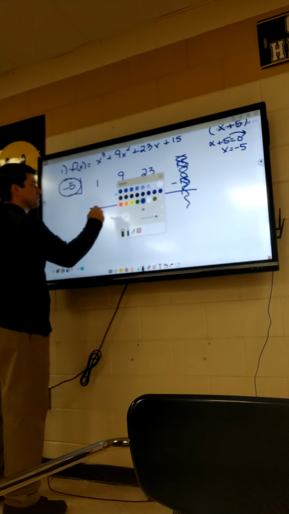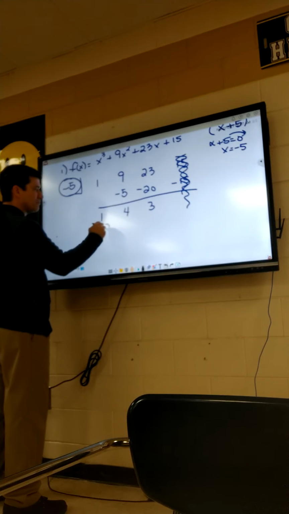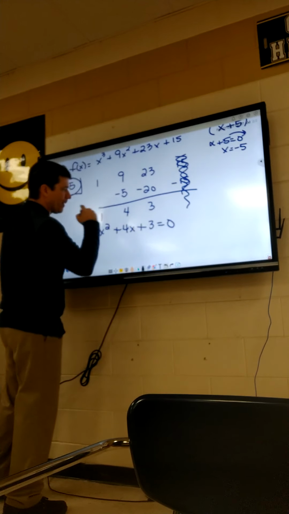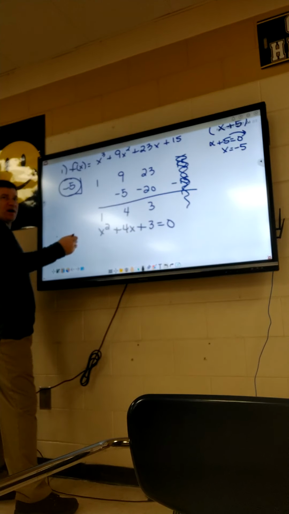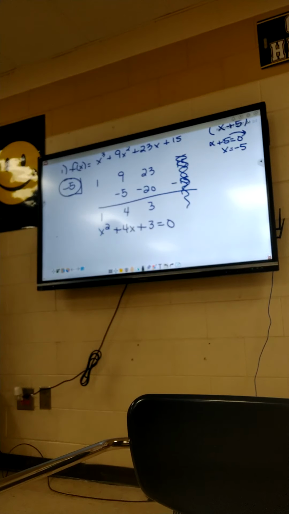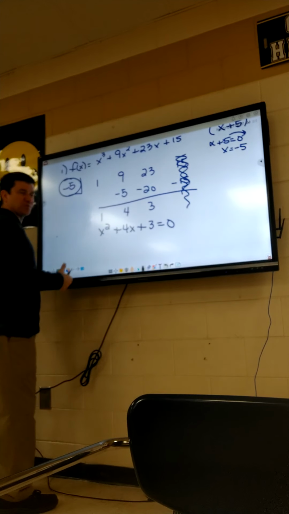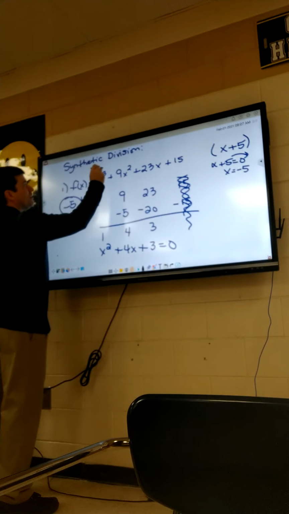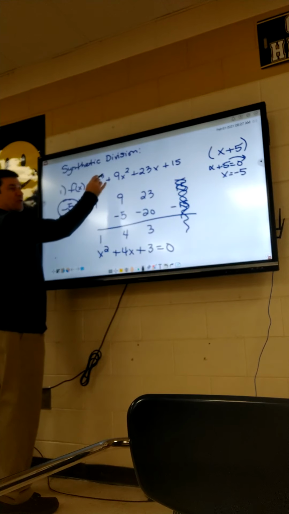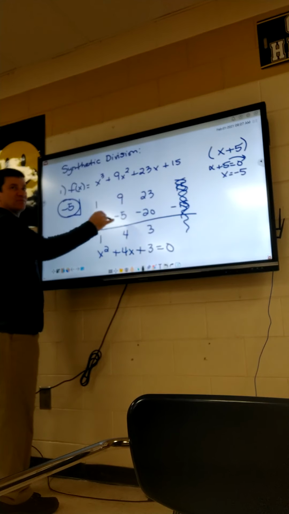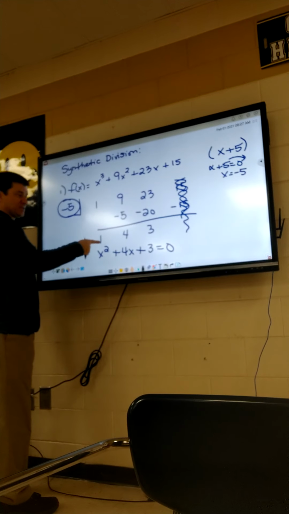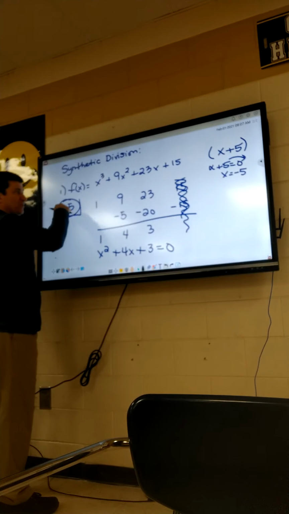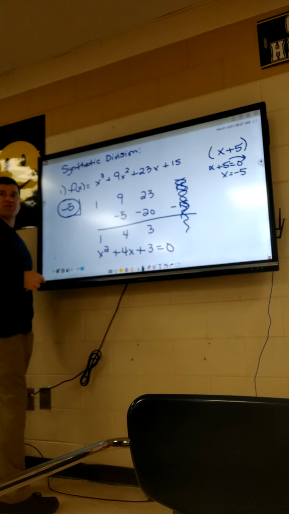To find the other answers, 1x squared plus 4x plus 3 equals 0. Now, how did I know that's x squared and not x to the 3rd or x to the 4th or x to the 5th? You guys remember? How do we know that starts with x squared? Because whatever exponent the problem starts with, and ours started with x to the 3rd, once you go through synthetic division one time, that exponent goes down by 1. So this is now an x squared. We'll have some in a minute that are going to be x to the 4th. So if you go through synthetic division one time, it's down to an x to the 3rd.